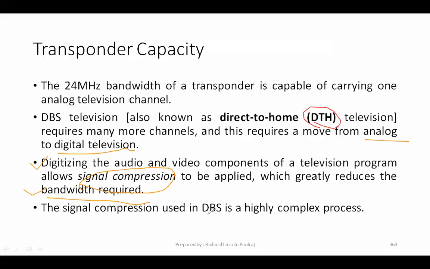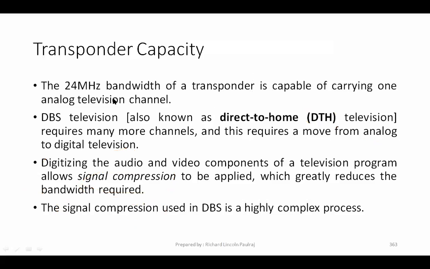The signal compression used in DBS is a highly complex process. It is a very complex process wherein you have to make sure that the quality doesn't go, but the size is actually reduced. A lot of algorithms are there, especially if you just Google algorithms used for signal compression, you will get n number of techniques employed, right? So this is how communication happens between one transponder to another.